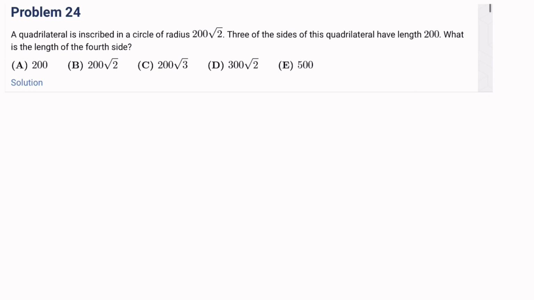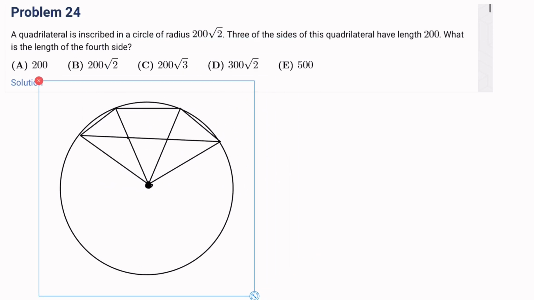Problem number 24. A quadrilateral is inscribed in a circle of radius 200 root 2. 3 of the sides of this quadrilateral have length 200. What is the length of the fourth side? So first, let's draw a diagram of this. It'll be something like this, right?